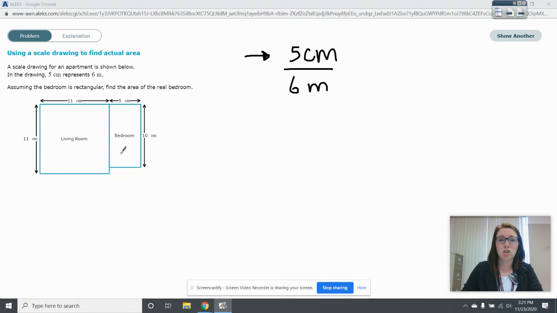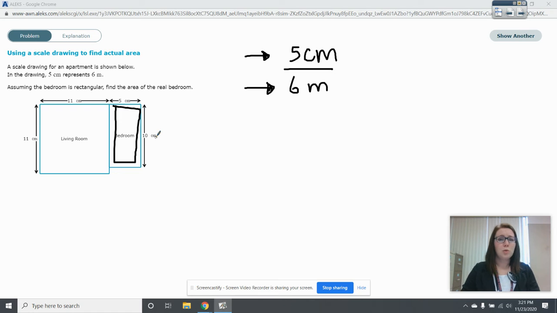In that case, it's this picture. And 6 is going to be a real thing, which means the real living room and bedroom. So it says, assuming the bedroom is rectangular, find the area of the real bedroom. Well, here's our bedroom. So we don't actually care about the living room.